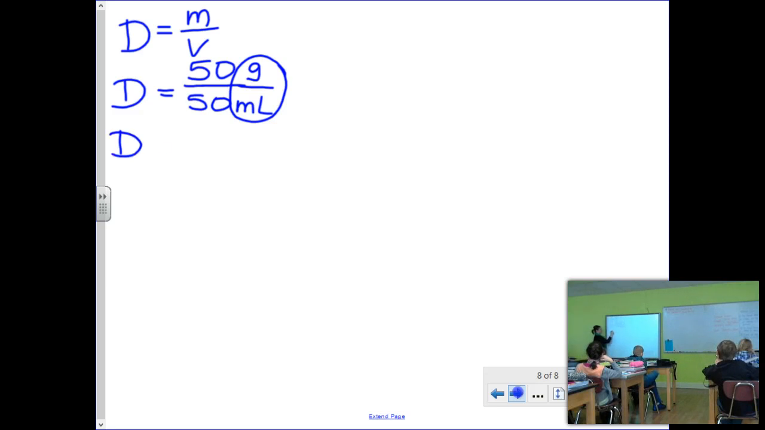Then my third step: what's 50 divided by 50? Everybody? Thank you, I did not hear a 0. Any number divided by itself is always 1. And then we have that really weird unit. We have 2 units put together: grams per milliliter. It's just like you can think of miles per hour.